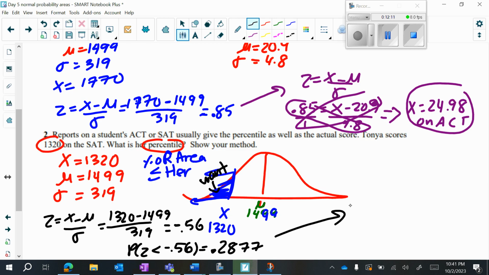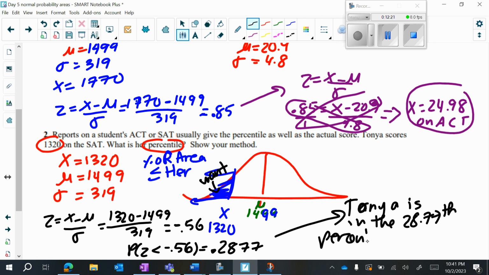That means that Tanya is in the 28.77th percentile. And what does that mean? It means that she is better than 28-ish% of the population, which actually means that a lot of the population is better than her. So keep that in mind.